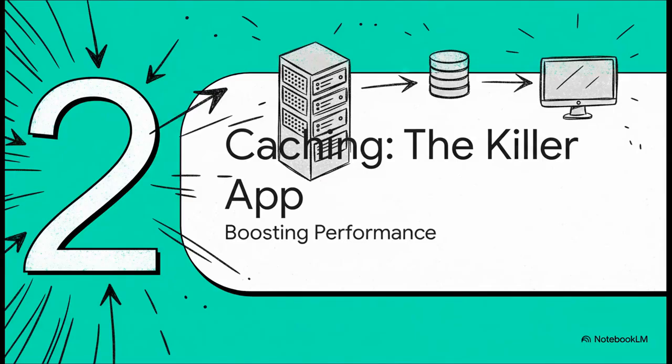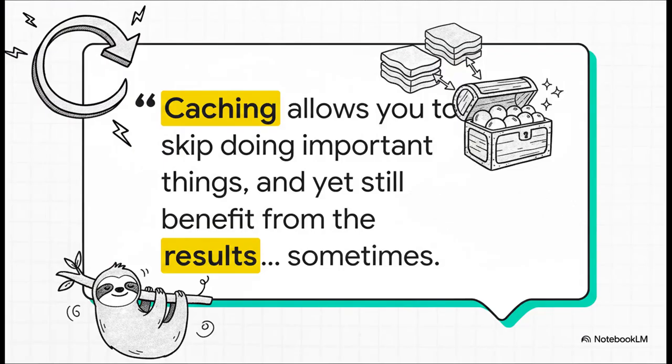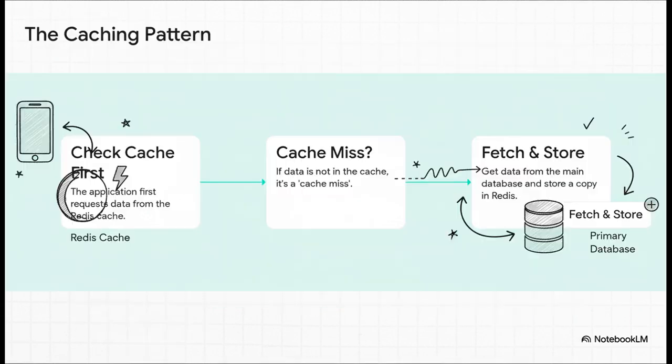Okay, now let's talk about what is, for sure, the killer application for all this speed: caching. I absolutely love this quote from the source material because it just perfectly captures the elegant laziness of caching. It's all about doing the hard work once and then reaping the benefits over and over again without ever repeating the effort. And this right here shows you the brilliantly simple pattern.